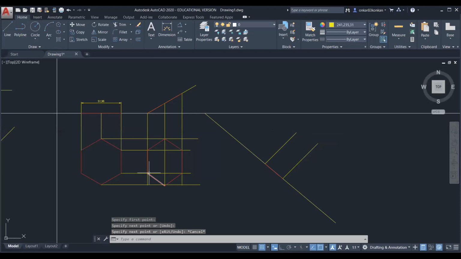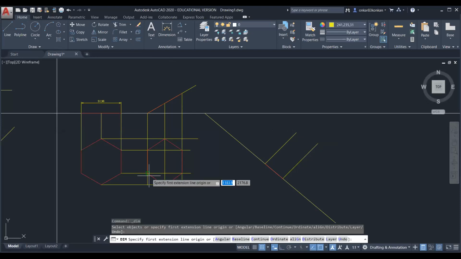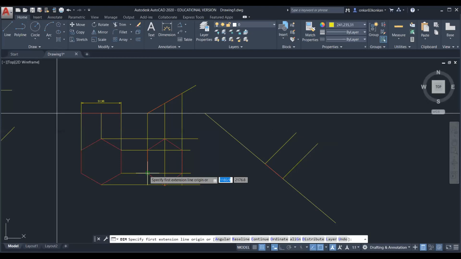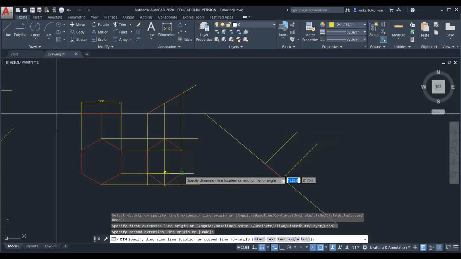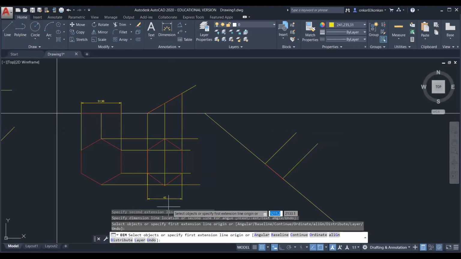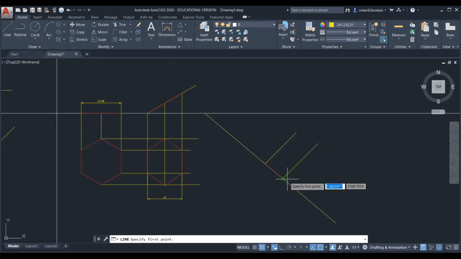Then take this distance in your compass. So right now, this is exactly 45. So from this point at 45 mm, draw this parallel line.